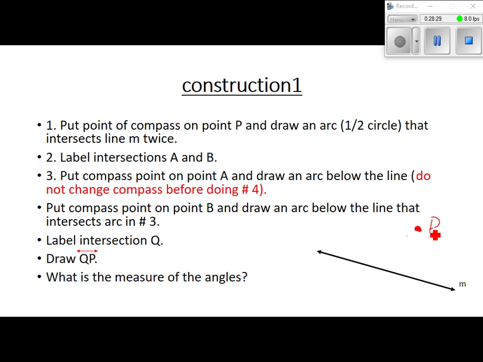Again, these constructions, what's a construction? What's the word construction mean? Nobody knows? Work. Build, make. Intersections, point A. So where your arc that you just made intersected the line, right? Look, it came through the line right here, put a point right there, and call that A. It came through over here, put a point there, call that B.